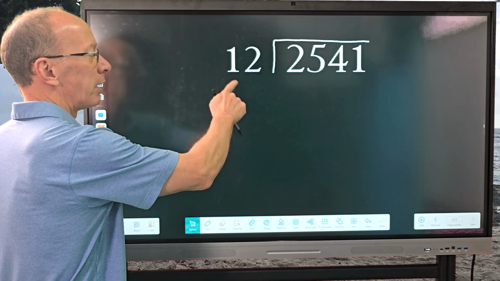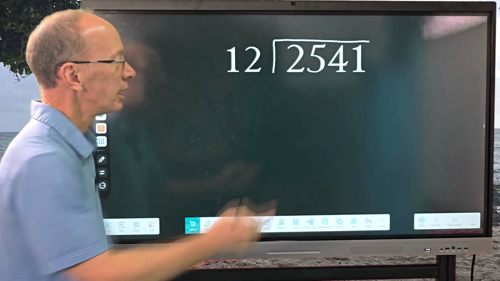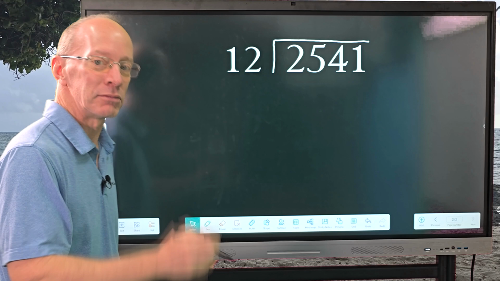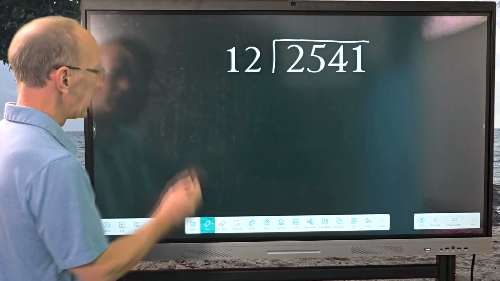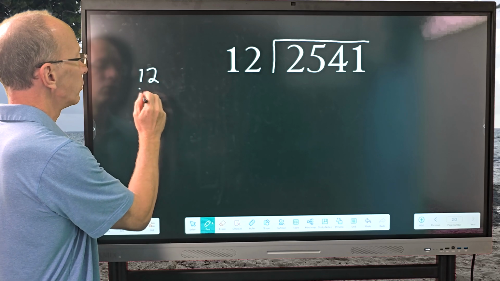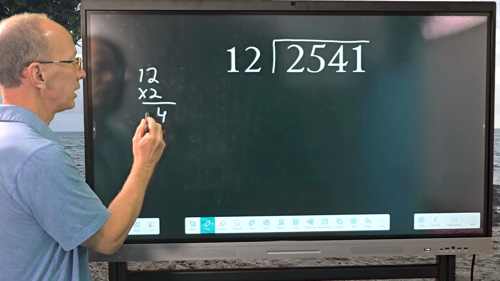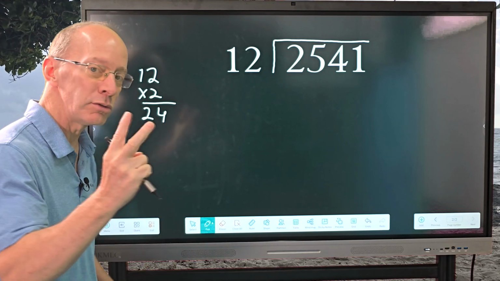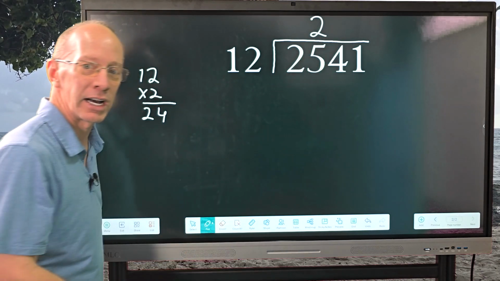So how many times does 12 go into 2? You can't do it, can you? Can you put 12 into 25? Yeah, you can. How many times? 2 times. And if you need to do a little figuring off to the side, you can put 12 times 2. So 2 times 2 is 4, and 2 times 1 is 2. So I can put 12 into 25 2 times. I'm going to put the 2 right above that 5.